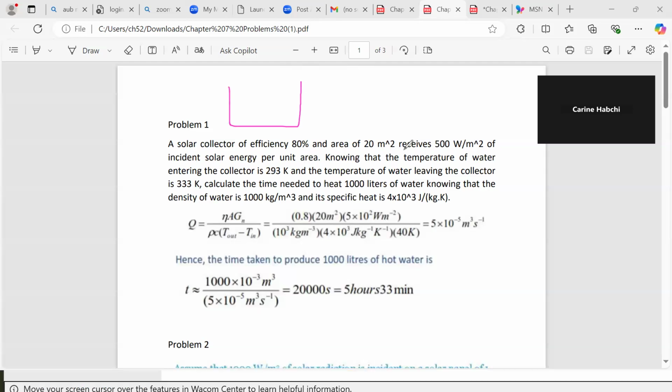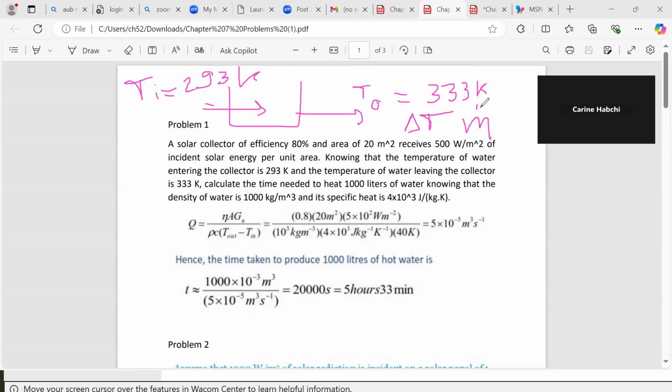We know that the inlet temperature of water entering the collector, T in, is equal to 293 Kelvin. And T out is 333 Kelvin. So we have the value of delta T. And you know, whenever you have the temperature difference and you know the mass flow rate of water, how can you write the energy gained by water? Exactly. So Q gained is equal to m dot Cp.